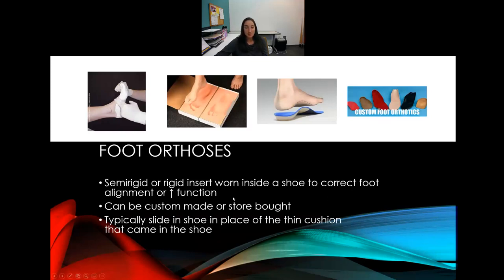It can be custom-made or store-bought, and they typically slide in where the thin cushion is taken out. So the little cushion that's already in the shoe is taken out, and this slides in its place. It's typically thicker, so you've got to make sure the shoes are wide enough. And I know when I was in pediatrics, we would often tell the parents to get extra wide shoes, and there's sometimes certain brands we would even suggest that typically carry more wide shoes, because otherwise sometimes their typical shoe would not fit any longer if they slid the orthosis in there.